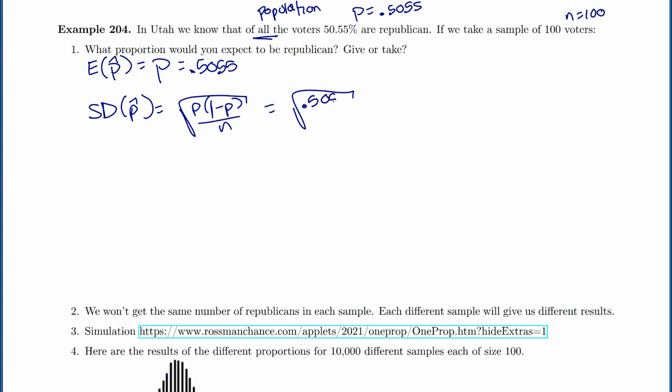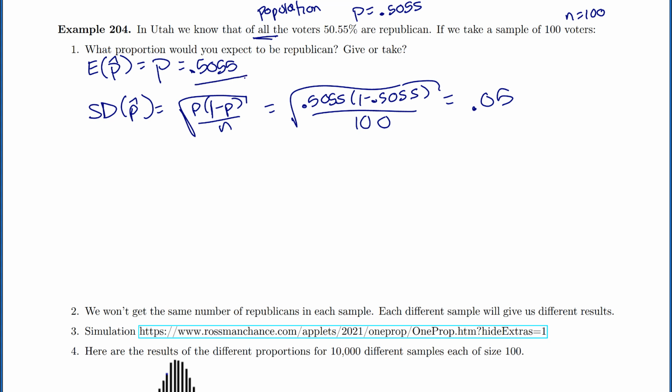So we'll do the 0.5055 times 1 minus 0.5055 divided by n, which was 100. And it's about 0.05 if you round a bit. And so we could say that in our sample, we would expect about 50.55 to be Republican, give or take 0.05.